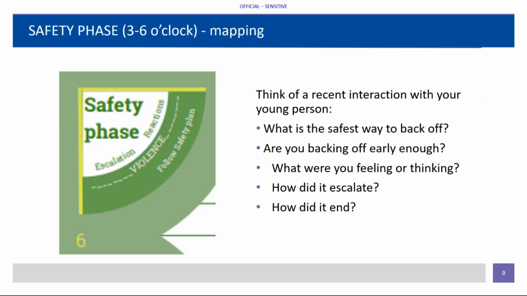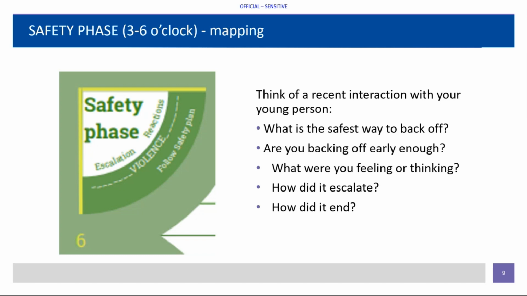Some of the key questions that we might be asking is, what's the safest way to back off? And are you as a parent, for example, backing off early enough? What might be some helpful prompts to help notice timing, to remind yourself, or if you're co-parenting well, that your partner might be able to say, hey, we're at 3 o'clock, we need to back off.